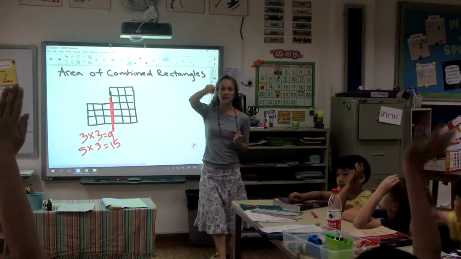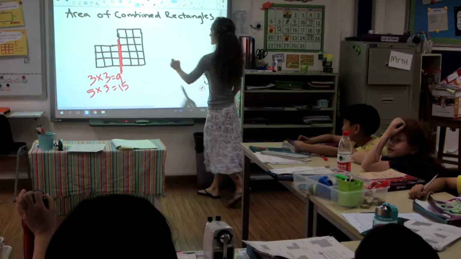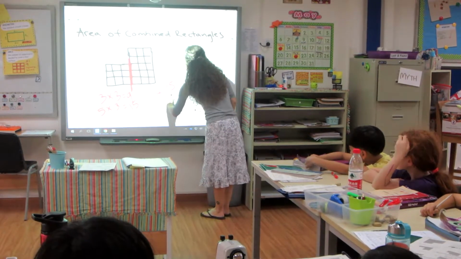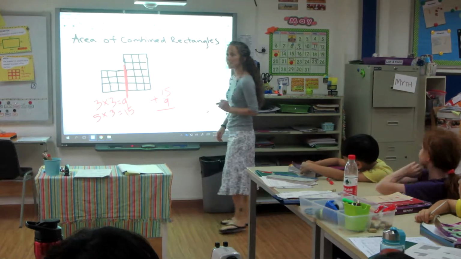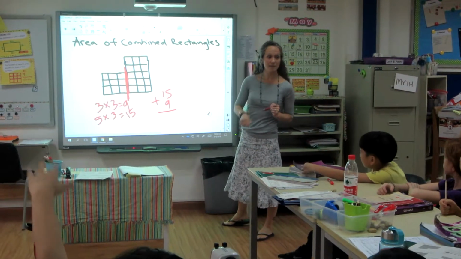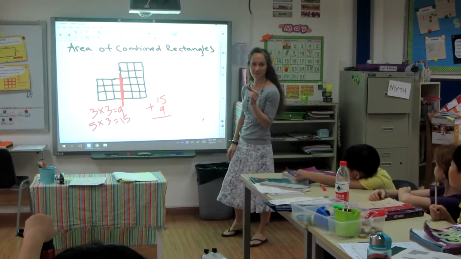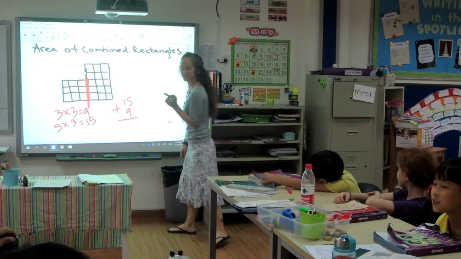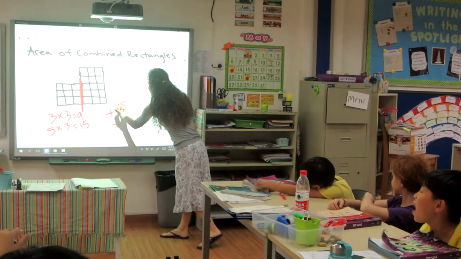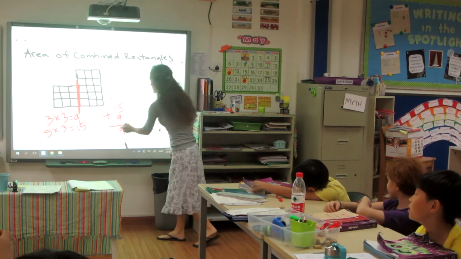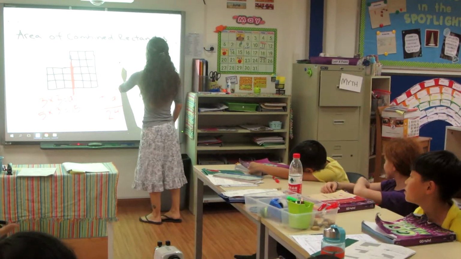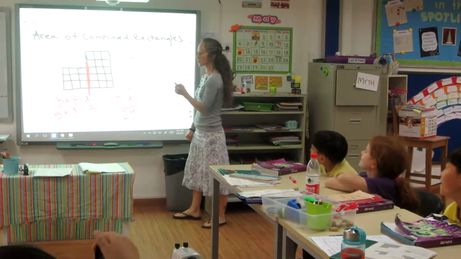Add. Raise your hand, Isabel. Add 9 plus 15. Okay, so I can even go over here. 15 plus 9. 9 plus 5 is? Michael? 9 plus 5. 14. I carry my 1. 1 plus 1? 2. 4. So my area is? 24.